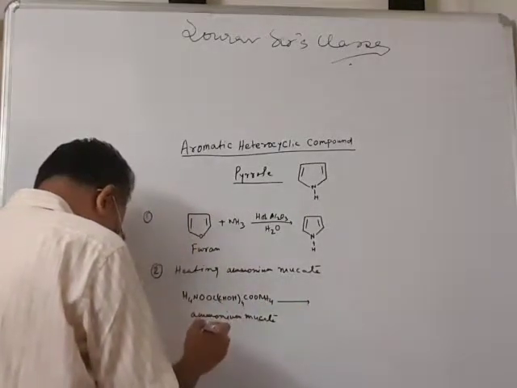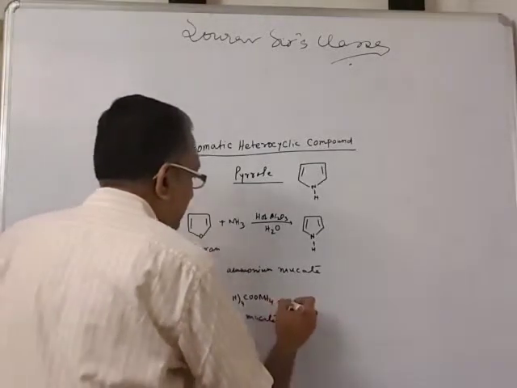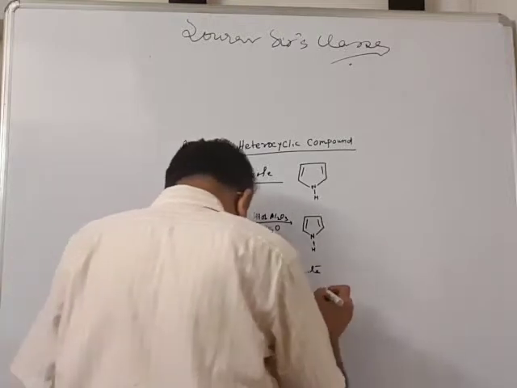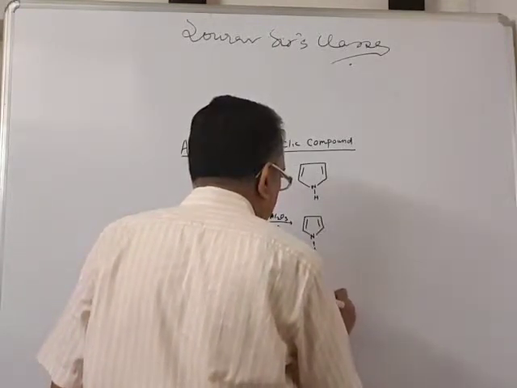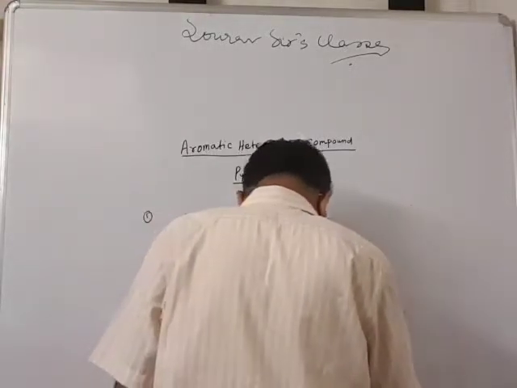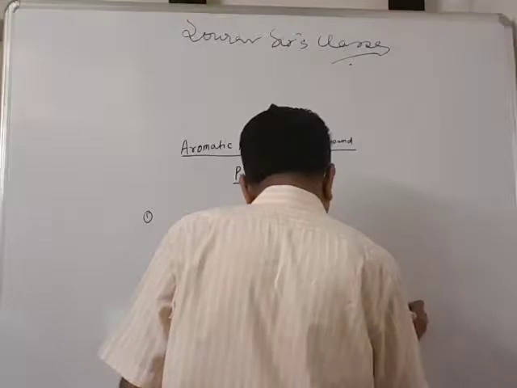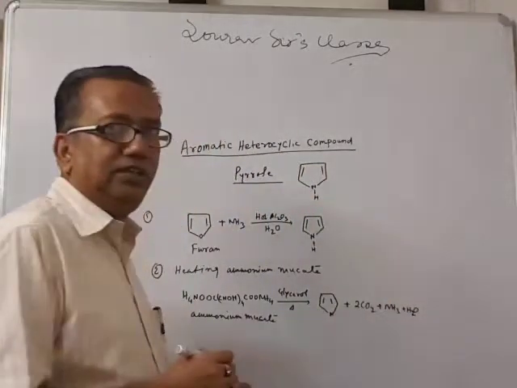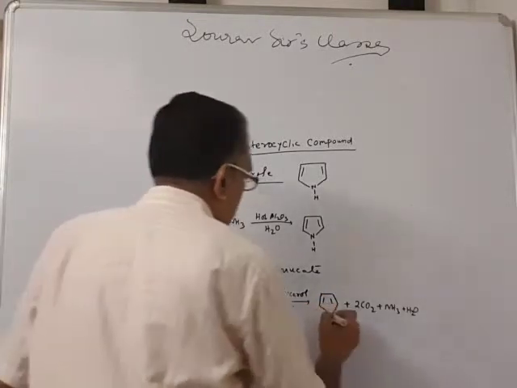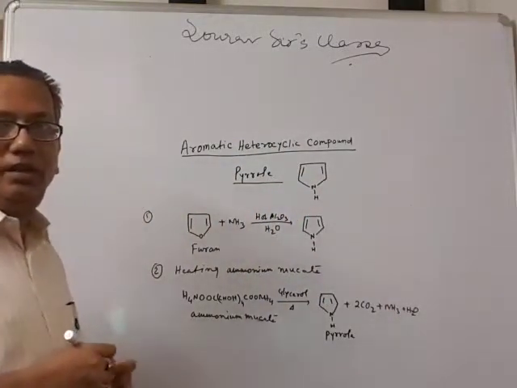When it is heated with glycerol, we get this pyrrole compound. We get the pyrrole plus 2CO2 plus NH3 plus H2. So these are the reactions. When this ammonium mucate is heated with glycerol, this pyrrole is produced. This is NH. Along with carbon dioxide, ammonia and water.